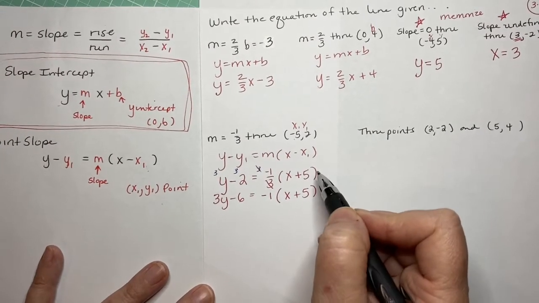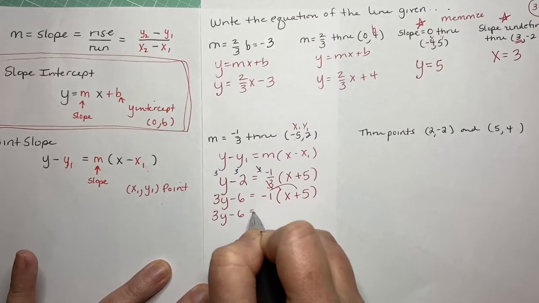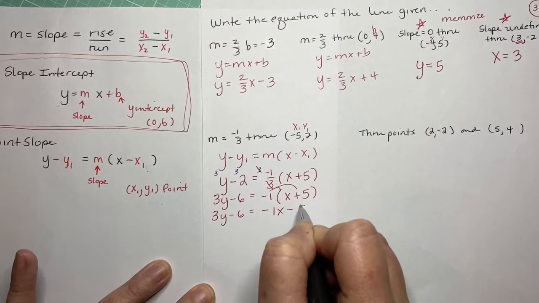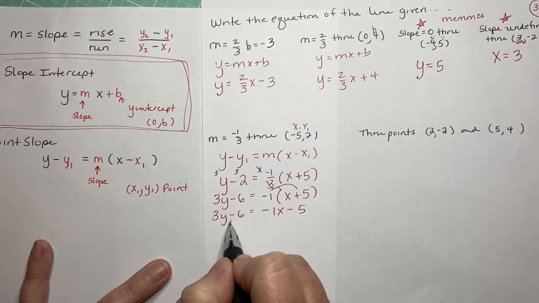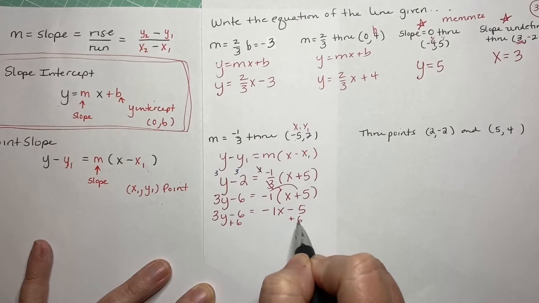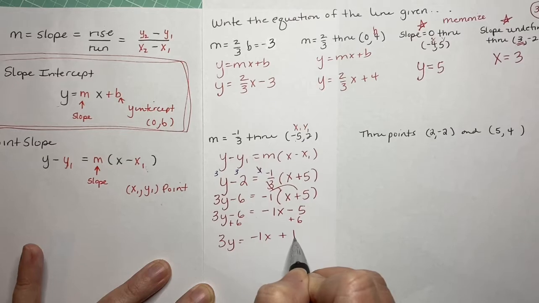So step 1, we got rid of our fraction. Step 2, get rid of our parentheses. So I'm going to distribute the -1: x minus 5, because negative times a positive is a negative. I need to get my y by itself, so I'm going to move my 6 over. So I get 3y equals -1x plus 1.